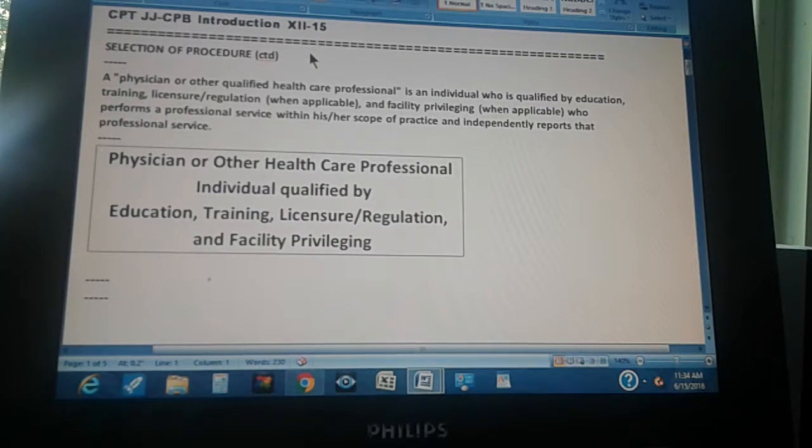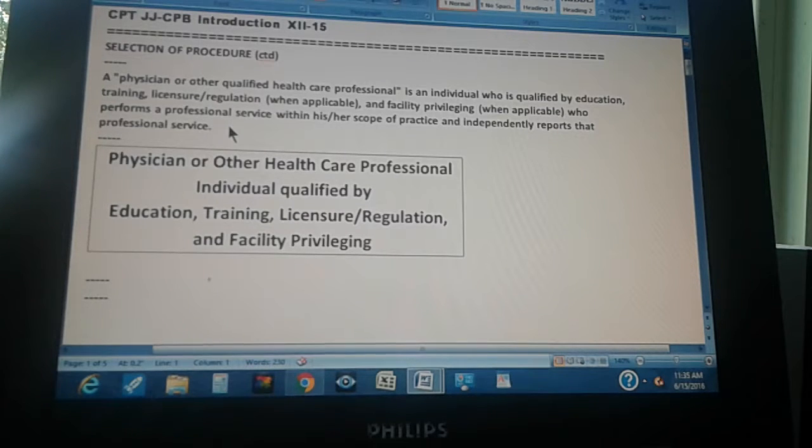CPT Introduction, page 12, part 50. Selection of procedure continued. A physician or other qualified healthcare professional is an individual who is qualified by education, training, licensure, regulation when applicable, and facility privileging when applicable, who performs a professional service within his or her scope of practice and independently reports that professional service.